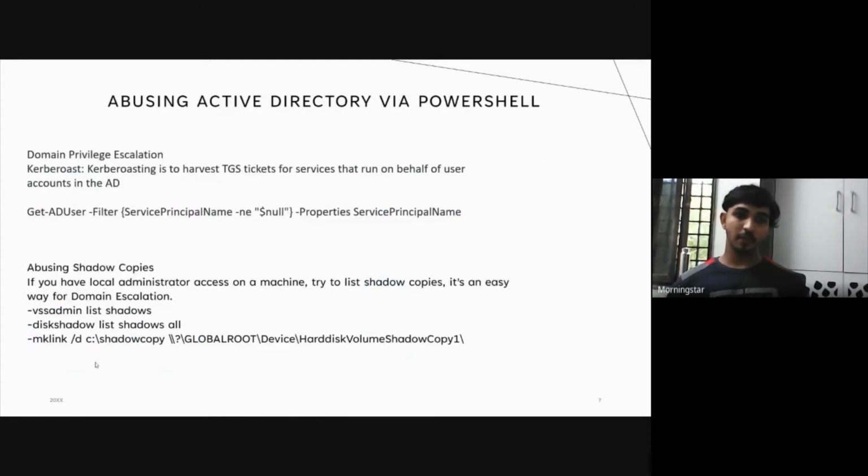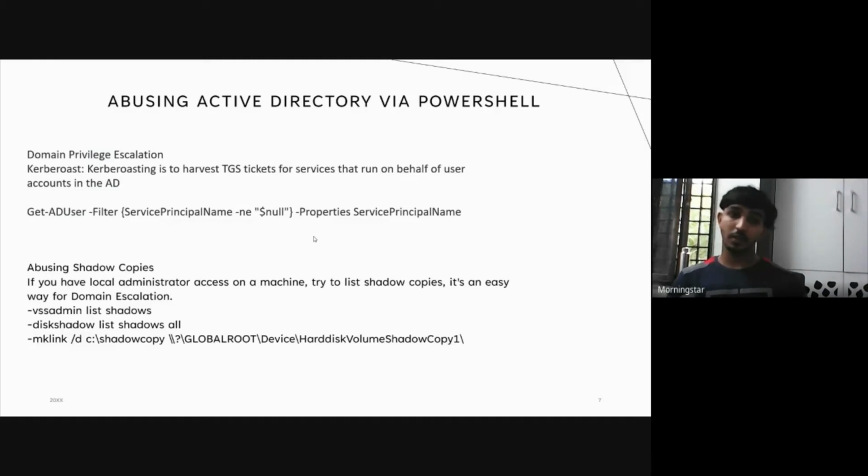If you have local administrator access on a machine, try to list the shadow copies. It's an easy way to domain escalation. So this is more about how I can do the escalation. Before escalation, I need some reconnaissance.